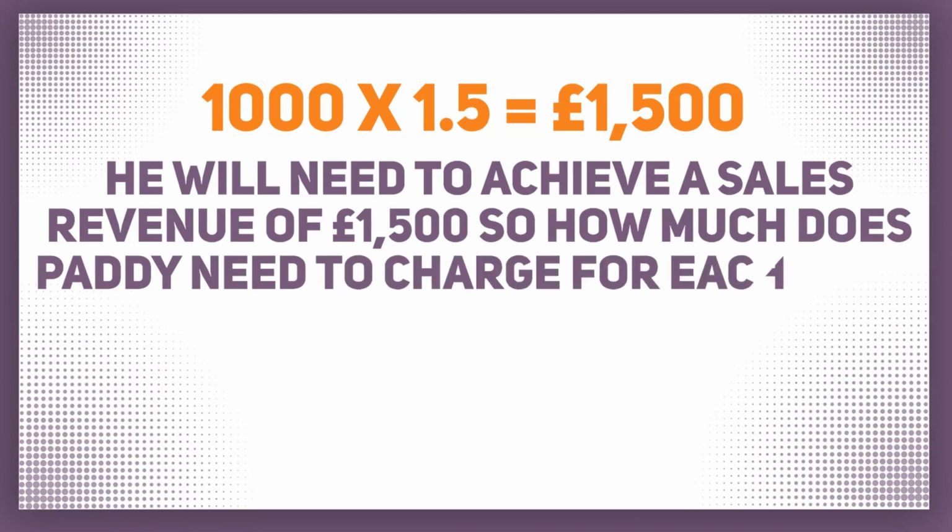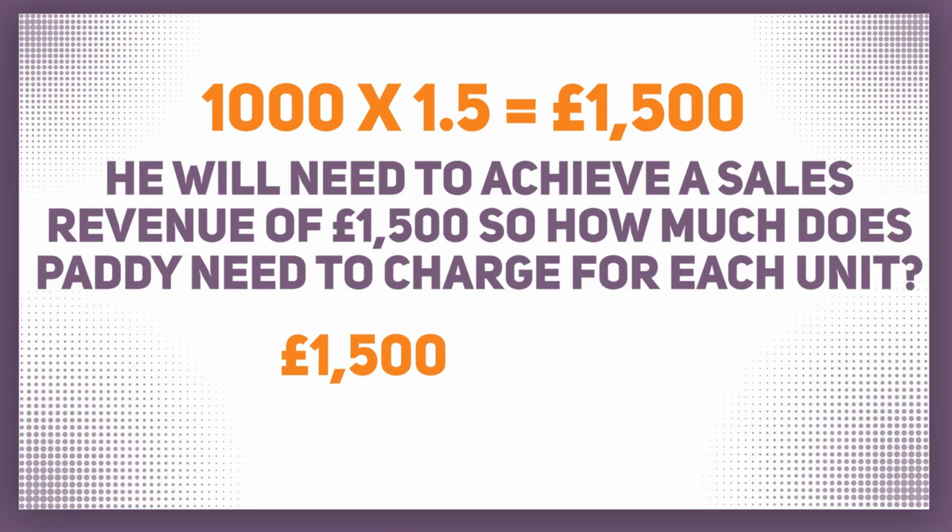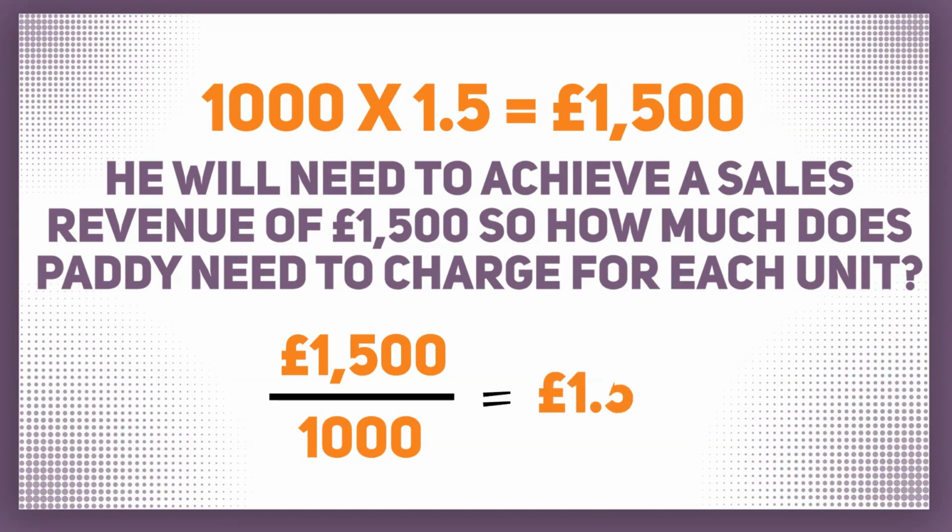So how much does Paddy need to charge for each unit, or in his case, glass of lemonade? This can be calculated by dividing the sales revenue he needs to achieve of £1,500 by the total units, in this case 1,000. 1,500 divided by 1,000 equals £1.50. This means that to achieve his markup of 50%, Paddy needs to charge £1.50 per glass.